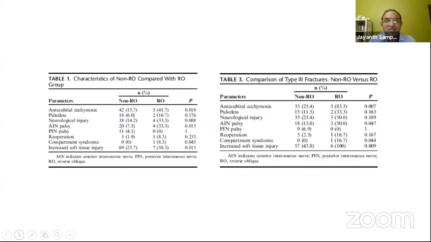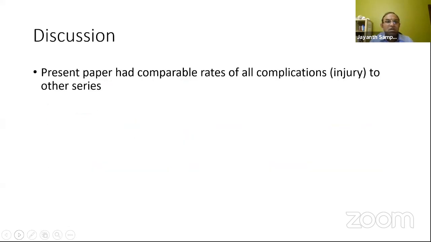So these are the actual tables presented where they showed significantly higher incidence of antecubital ecchymosis, anterior interosseous nerve palsy, pulselessness, and compartment syndrome in the reverse oblique pattern compared to non-reverse oblique pattern. And this difference was even more apparent when you selected only type 3 fractures. So the present paper had comparable rates of all complications compared to other series.